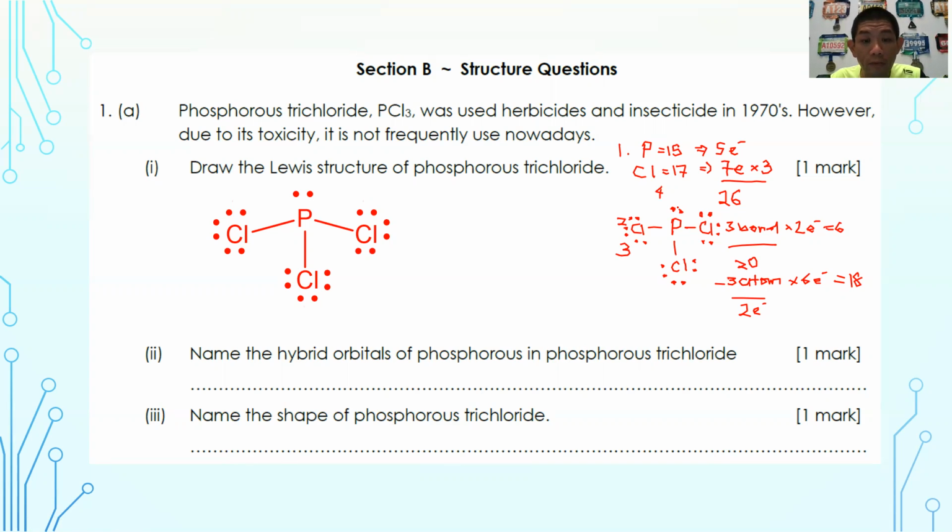Number A2, name the hybrid orbital of phosphorus in phosphorus trichloride. The hybrid orbital is between 3s and 3p, so the hybrid orbital in here is sp3. Because it is surrounded by 1 lone pair of electrons and 3 surrounding atoms. The lone pair is treated like the surrounding atoms too in hybridization theory, so that is why you have sp3 in here. Hence, name the shape of phosphorus trichloride. This is obviously a trigonal pyramidal. So this is how we answer number 1A.